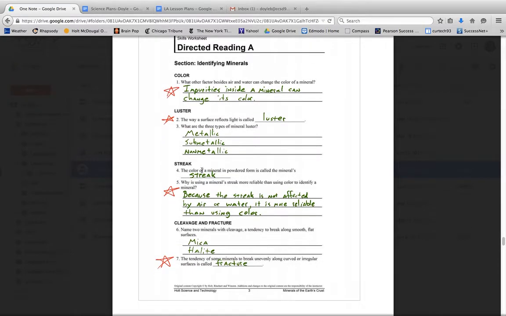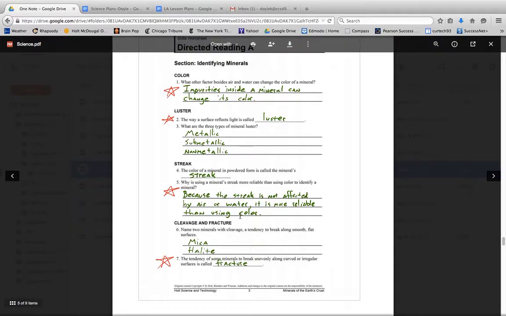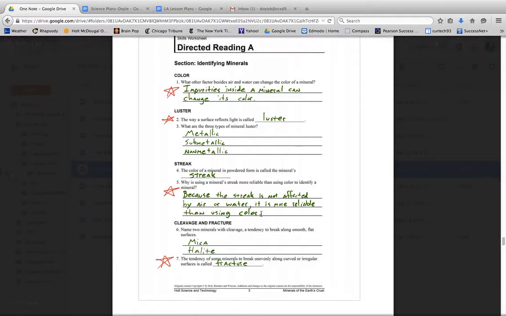The streak, the color of a mineral in powder form, is called the mineral streak. And why is using a mineral streak more reliable than using color to identify a mineral? Because the streak is not affected by air or water. It's more reliable than using color. So sometimes a rock looks like gold, but when you do the streak test, you see that it's actually more of a dark brown or a black or something. So a streak is a good way to test the actual color of a rock.